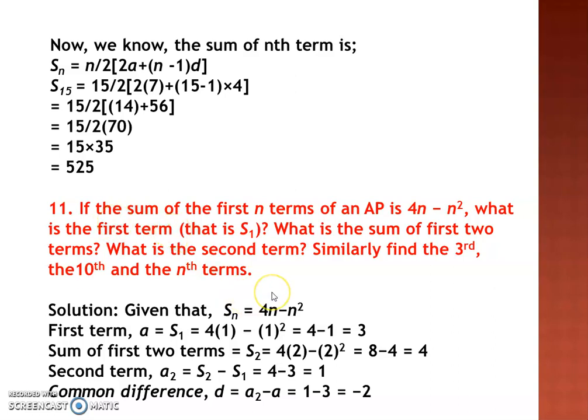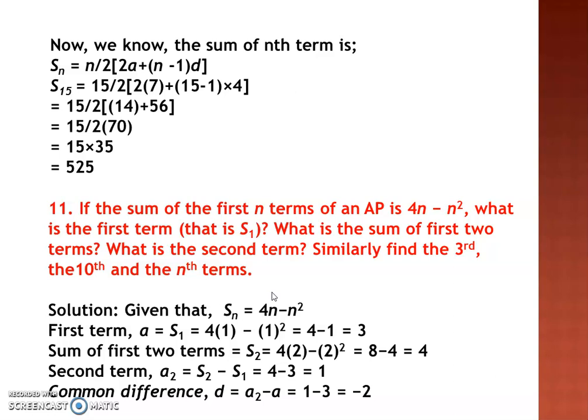So if the sum of first n terms of an AP is 4n minus n squared, now just like in the previous question, a general relation was given for the nth term. Now here a general relation is given for the sum of n terms, that is 4n minus n squared. What is the first term and what is the sum of the first two terms?